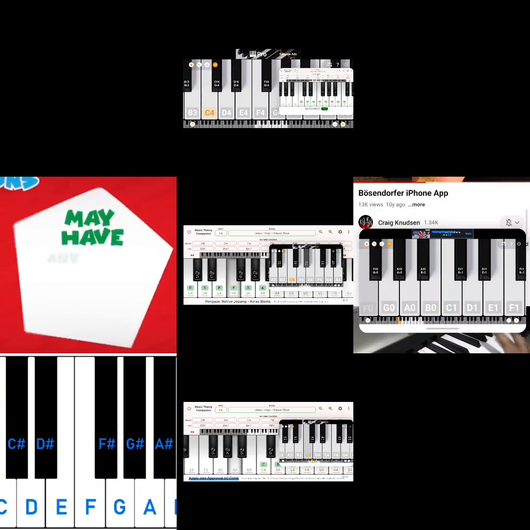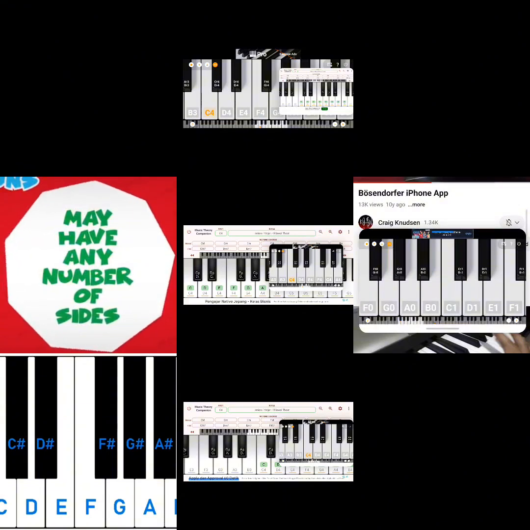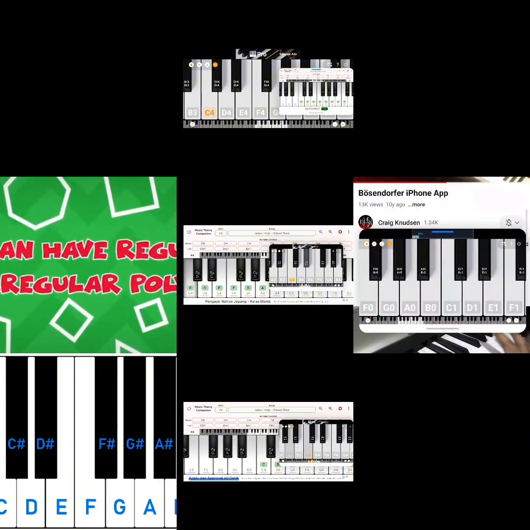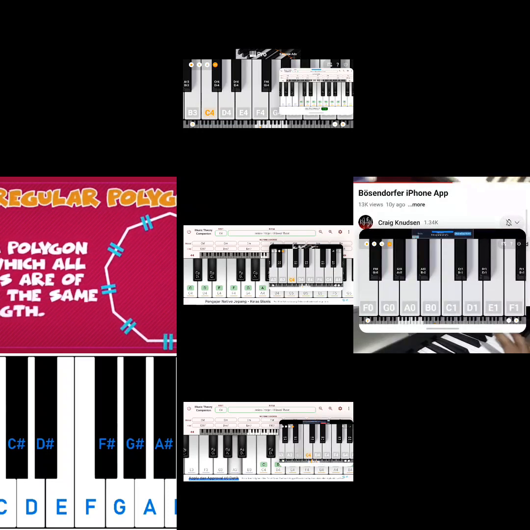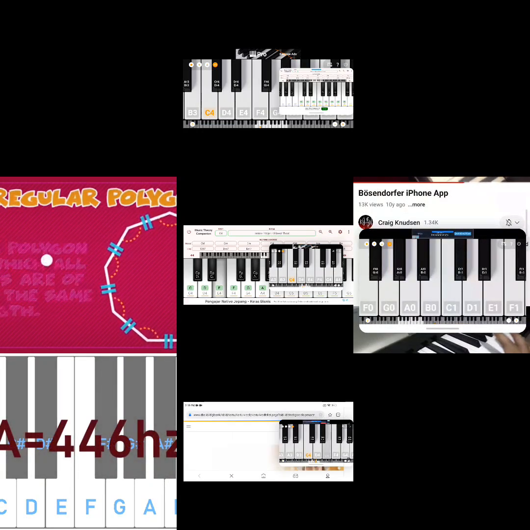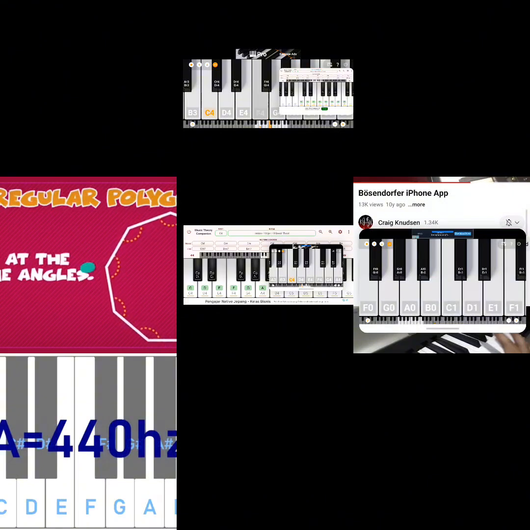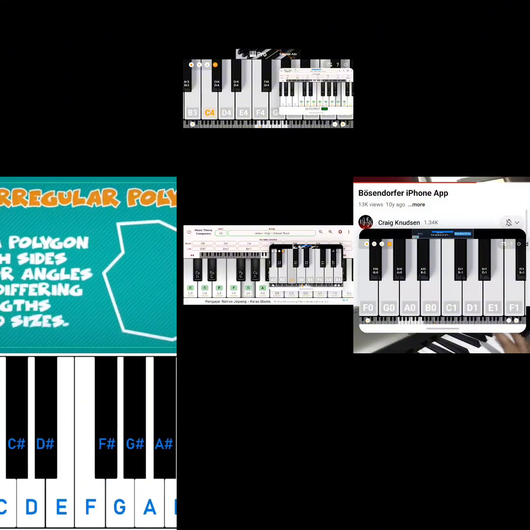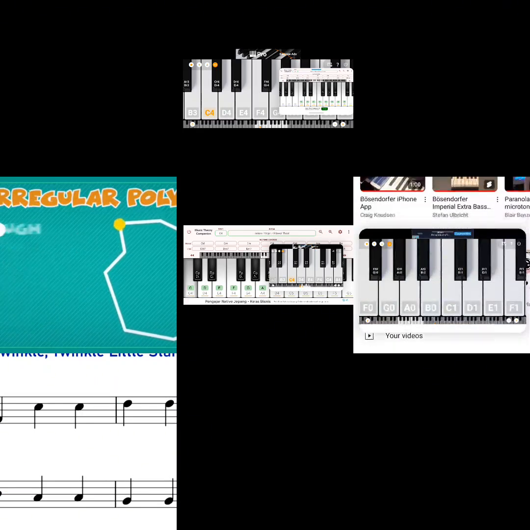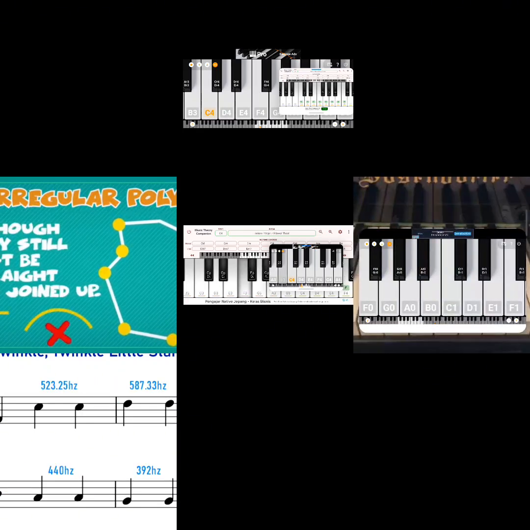Polygons have a number of sides. Well, the first thing to bear in mind is that these are regular and irregular. A regular polygon is a polygon in which all sides are the same length and at the same angles. An irregular polygon is a polygon with sides and/or angles of differing lengths and sizes, although they must still be straight and joined up.